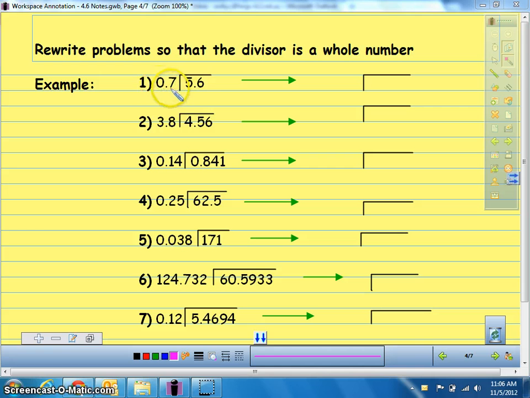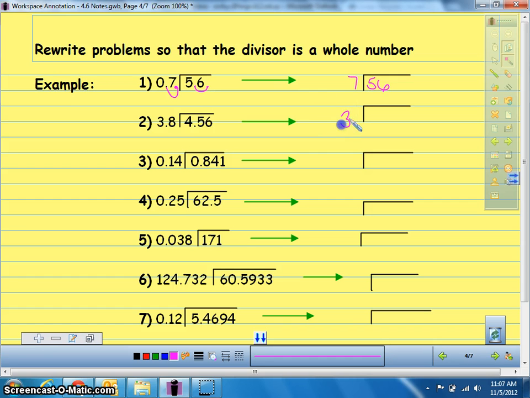So right now we have 0.7. We don't want a decimal out here, so we need to move it one place to get it right there. If we're going to move that one place, we got to move this one place. And so now we have 7. We don't have to put 0.7, but 7 outside the house, and we have 56 inside the house. How about this one? You try this one.